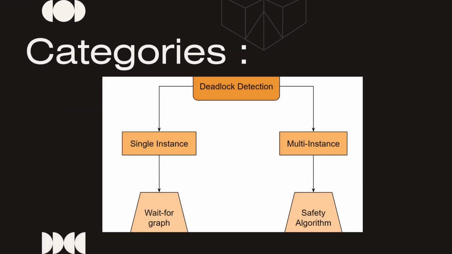We have already known about the cons of deadlock. Thus, in order to get rid of deadlocks, the operating system periodically checks the system for any deadlock. Now, the main task of the operating system is to detect the deadlocks by the corresponding detection technique based on the instances of resources. If it is a single instance, we apply the wait for graph. If it is multi-instance, then we use the safety algorithm.